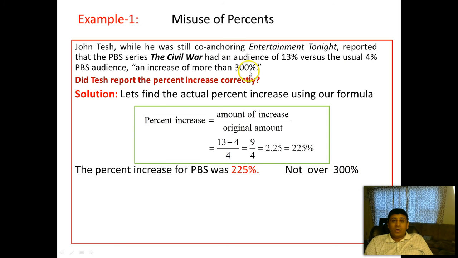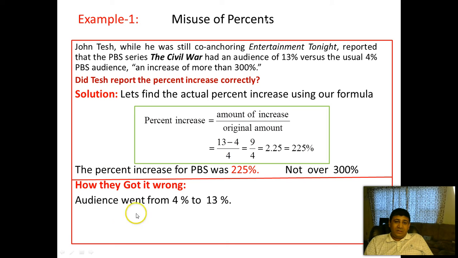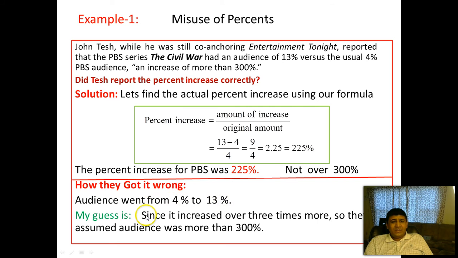Why he said that, I don't know. Okay, what was in his mind, but the calculated guess is, since the audience went from 4% to 13%, he just did the quick math that it's over 3 times. 4 times 3 is 12, so since it's 13, it's more than 3 times. So they assumed that the audience went up more than 300%. Okay, so times and percents are different things here. Don't be confused. So this is one example of getting percents wrong.